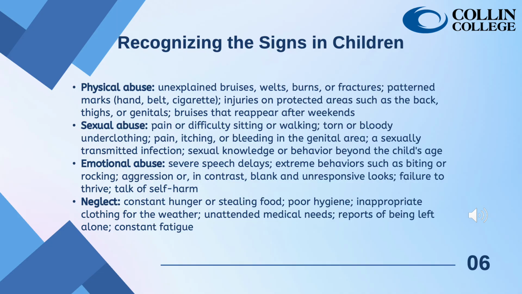For sexual abuse, physical signs include pain or difficulty sitting or walking, torn or bloody underclothing, and pain, itching, or bleeding in the genital area. Behavioral signs can include sexual knowledge or play that is well beyond what is typical for the child's age.